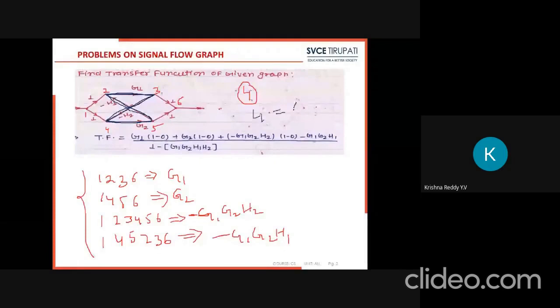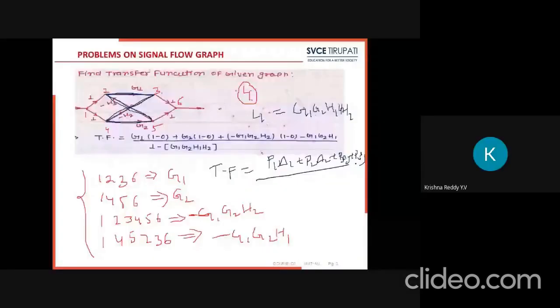Now the transfer function is P1 delta 1 plus P2 delta 2 plus P3 delta 3 plus P4 delta 4, divided by delta. Now the value of P1 is equal to 0. And what is delta 1? For the forward path gain, we are having only one loop. It touches path 1. That's why it is equal to G1 into (1 minus 0).